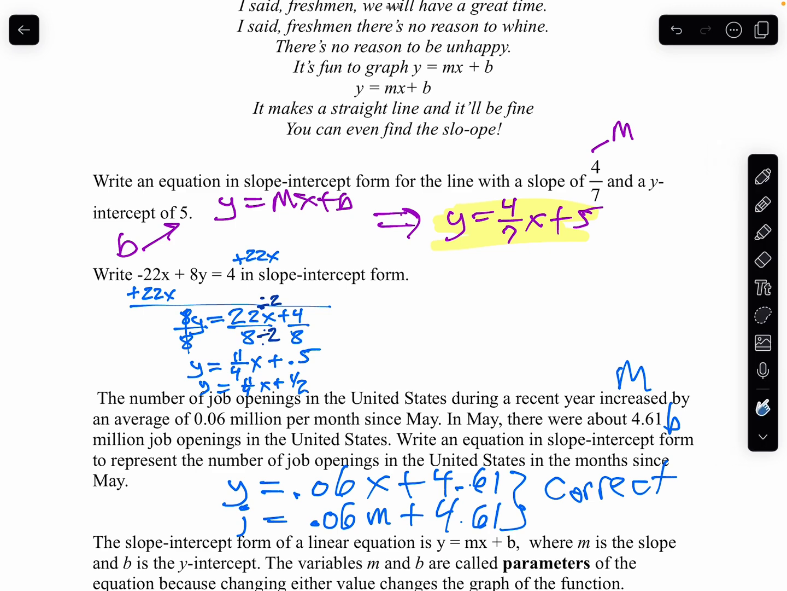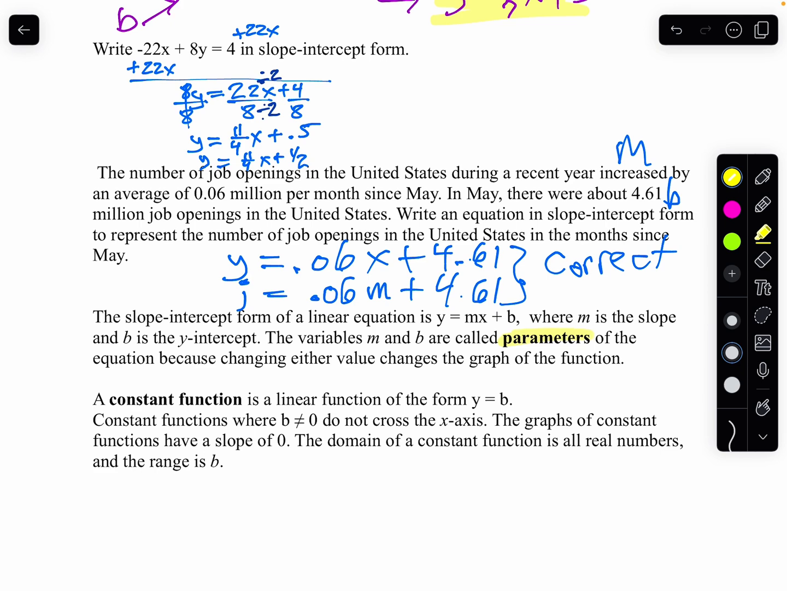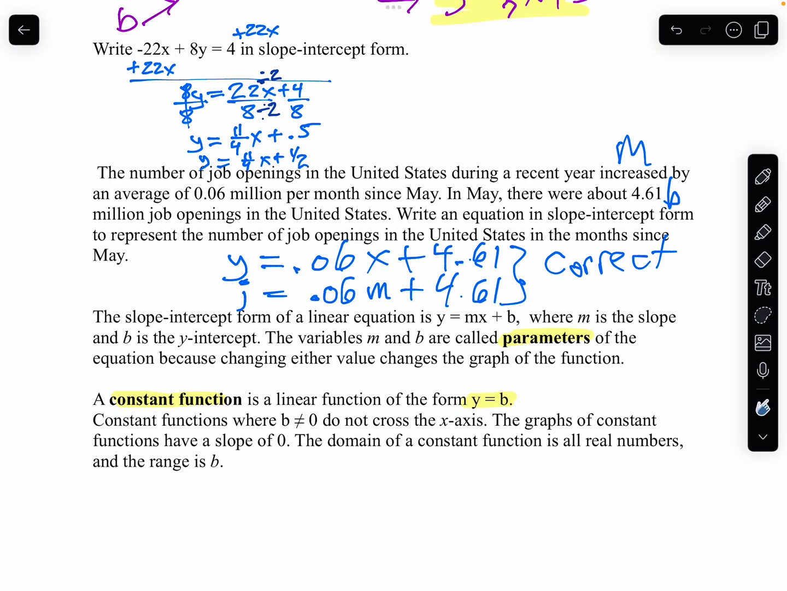We have a couple vocabulary words that go along with this. When I have m and b, I can change them. Since I can change them, they're called parameters. Y and x are my variables. They're always y and x, but m and b can be changed, so we call them parameters. A constant function doesn't have any parameters, so it'll look like y equals my y-intercept. Well, b can still change, but we don't have an m there, because m would be 0. And then we kind of did that the other day. We're just going to apply it a little bit more today.